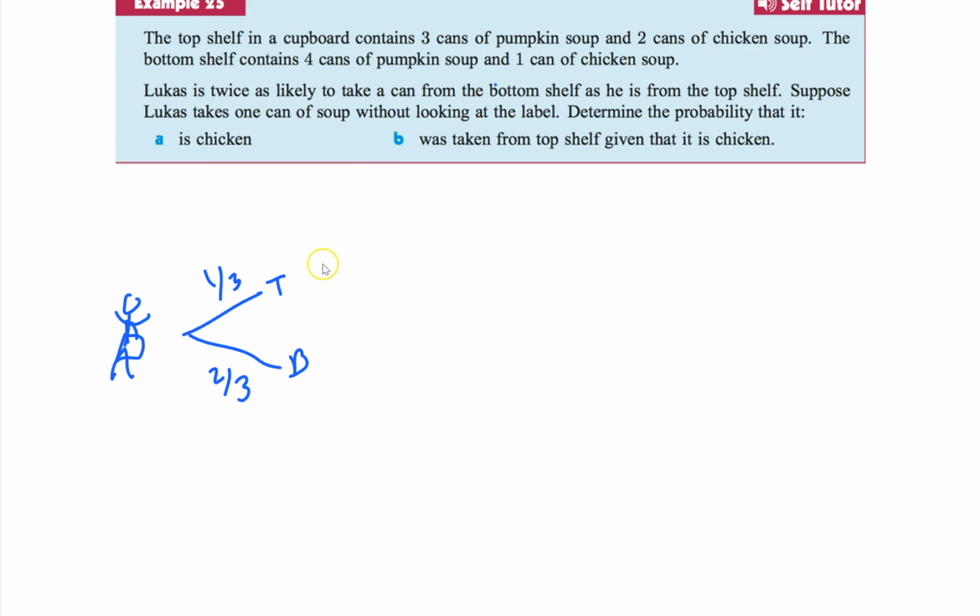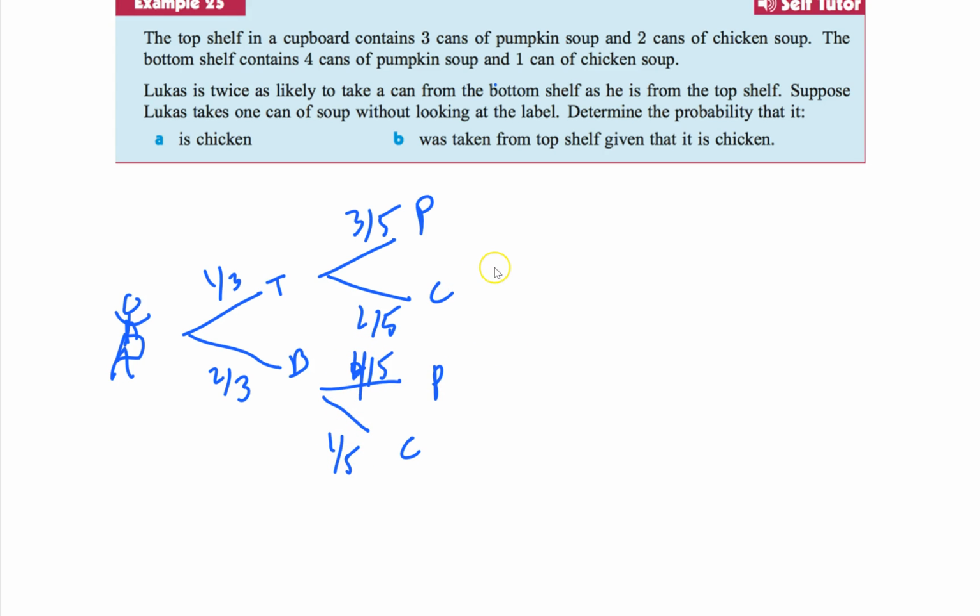Let's look at what we have at each shelf. On the top shelf, we have pumpkin and chicken. Pumpkin is 3 and there are 2 chickens, so 3 out of 5, which makes this 2 out of 5. The bottom shelf has 4 cans of pumpkin soup. Man, they love pumpkin soup. So 4 out of 5, and then there's 1 can of chicken soup, so 1 out of 5. There you go.